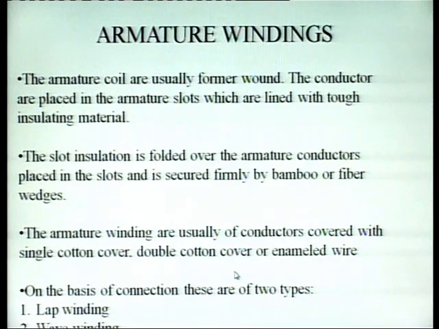Next is armature windings. Armature coils are usually former wound. The conductors are placed in the armature slots which are lined with tough insulating material. The slot insulation is folded over the armature conductors placed in the slots, and is secured firmly by bamboo or fiber wedges. The armature windings are usually of conductor covered with single cotton cover, double cotton cover, or enameled wire. On the basis of connection, these are of two types: first is lap winding, second is wave winding.